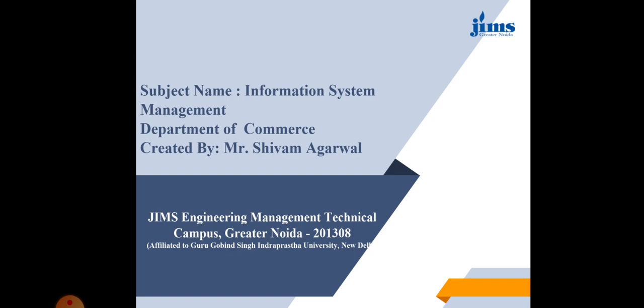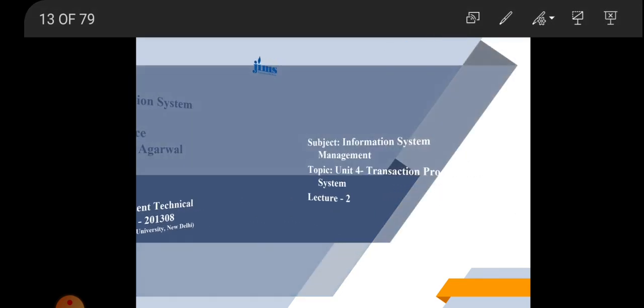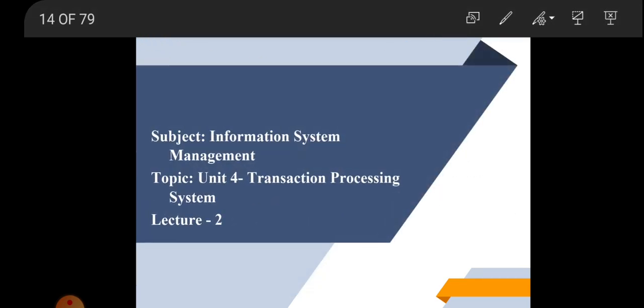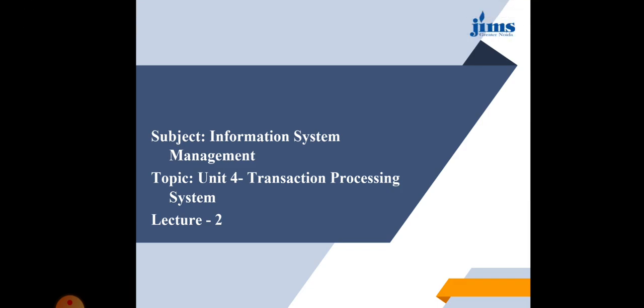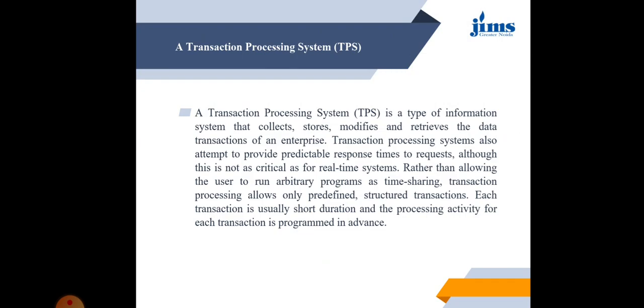Now we are on the fourth unit of our syllabus, that is systems and information systems. In this unit we have to learn what a transaction processing system is. A transaction processing system is a system which helps us do the transactions in an organization. All the credits and debits are recorded and managed by this system, known as the transaction processing system. So let's start.